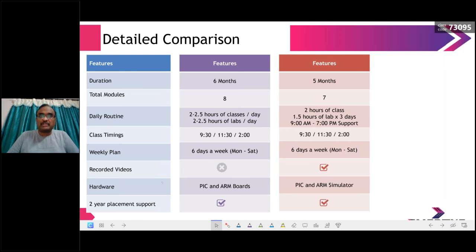The class timings will remain the same. Everything else will remain the same. But here you will get recorded videos since you are online students. That's the point, right?